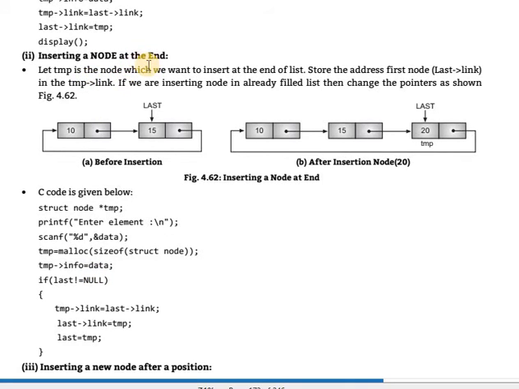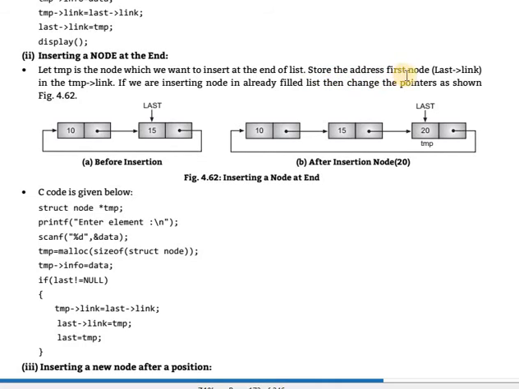Inserting a node at the end. Let temp be the node which we want to insert at the end of the list. Every time we take a temporary variable, and memory allocation is done because it is a dynamic linked list, meaning memory is allocated dynamically at runtime.